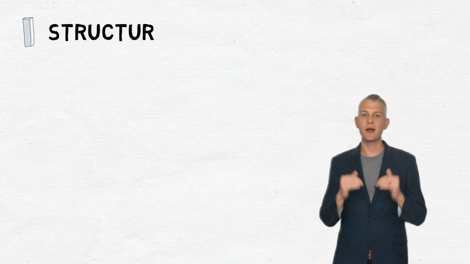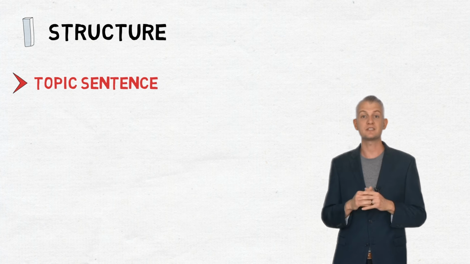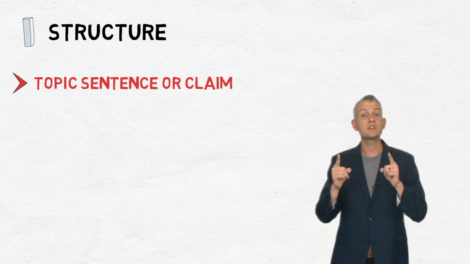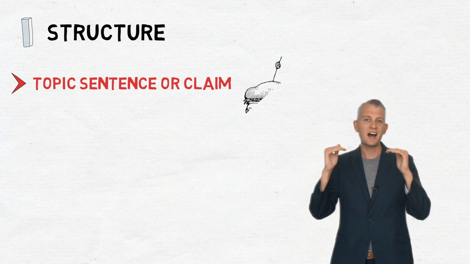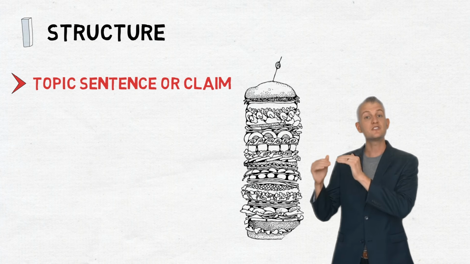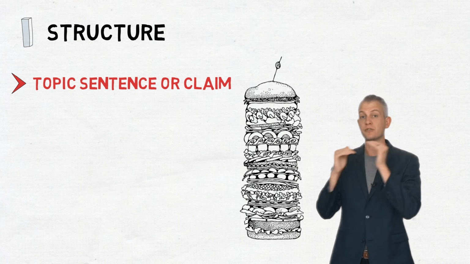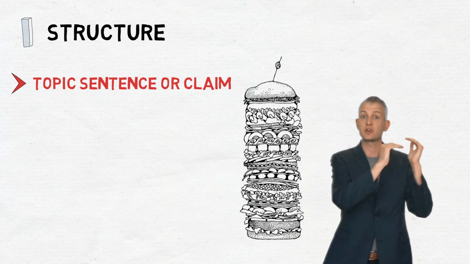First, every paragraph starts off with a topic sentence or claim. This is where you tell the reader what will be addressed or proven in your paragraph. It's kind of like the top bun of a burger. Each topic sentence will support your thesis, and your thesis will answer your question.